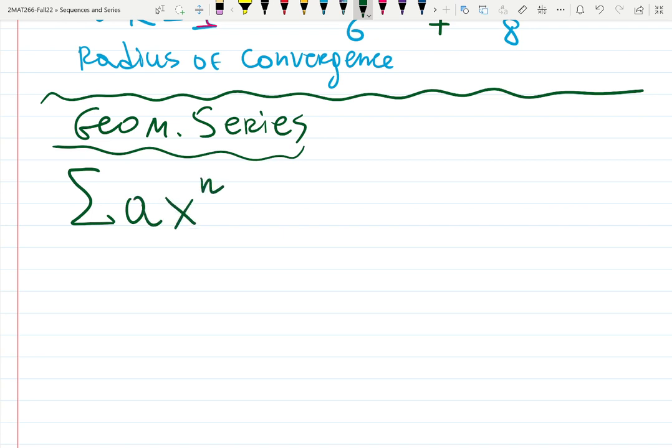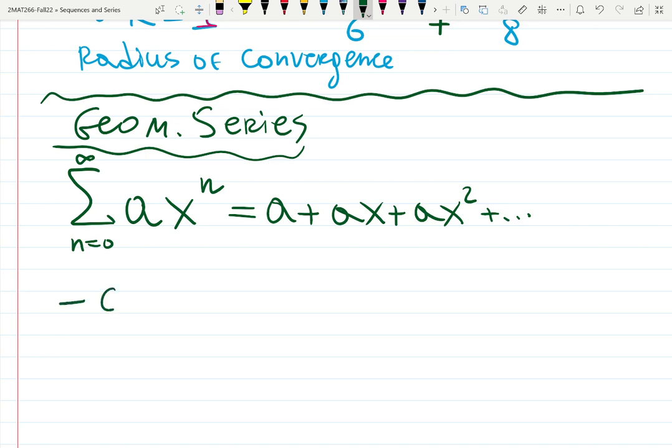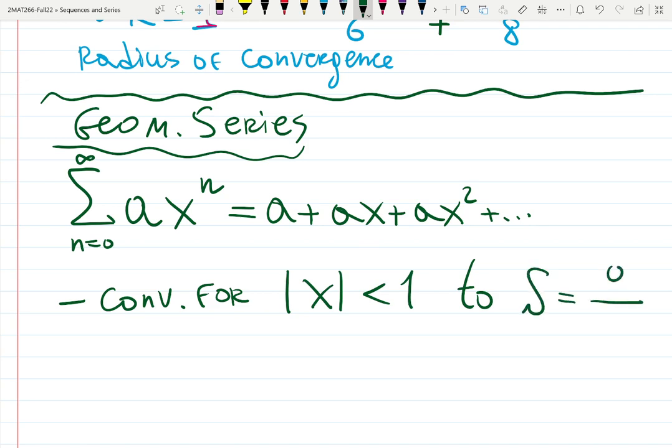Sum of a x to the n: a plus ax plus ax squared plus, and so on, from 0 to infinity. It all converges for absolute value of x less than 1. And we even know what it converges to: s equals a over 1 minus r. So in this case, r is x.